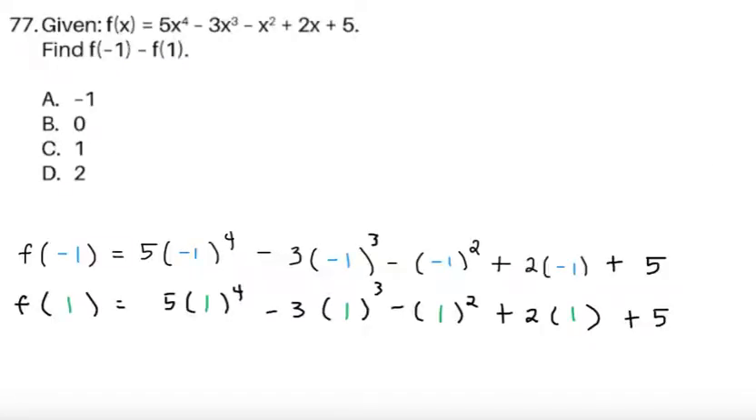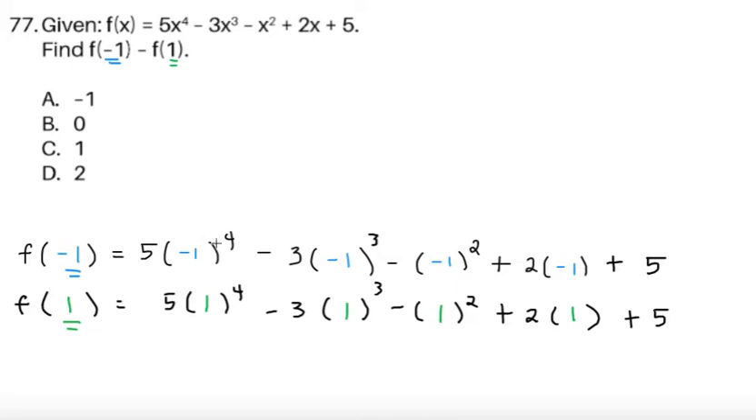To continue, item 77. Given that f of x equals 5x to the fourth minus 3x cubed minus x squared plus 2x plus 5, find f of negative 1 minus f of 1. Recall that for a function, we substitute x with whatever value is inside. So we're going to substitute negative 1 and 1 into the function and then evaluate them. Substituting negative 1, we get this, and substituting 1, we get this.